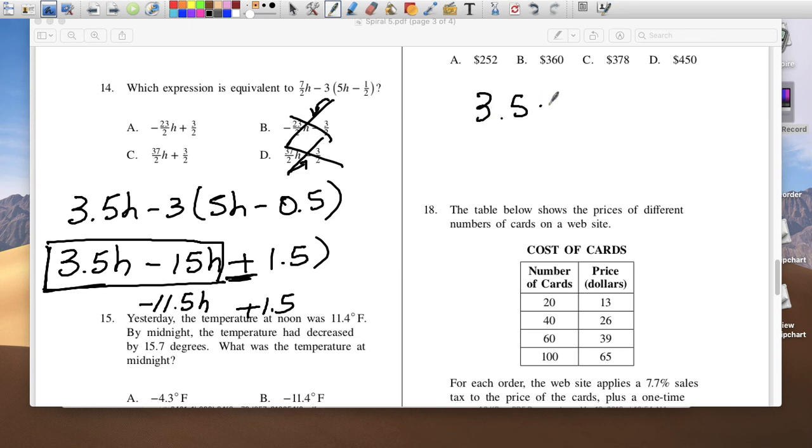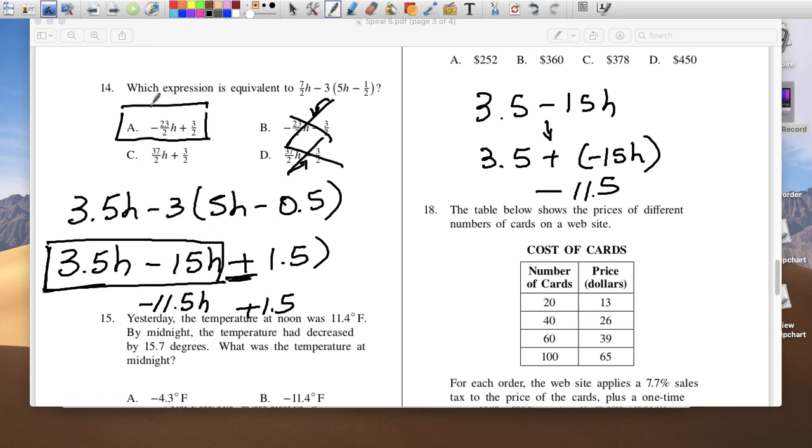You have 3.5h minus 15h. So 3.5h plus, right? I'm going to change this to an addition and the additive inverse, which is negative 15h. So you definitely know there's more negatives, and how many more negatives? 11.5. So you know that the answer has to be this one, right? Because it's a minus 11.5, which is the same thing. If you took your calculator and divide 23 divided by 2, you get 11.5. So this is the same thing as negative 11.5 plus 1.5, and again 3 divided by 2 is the same thing as 1.5.